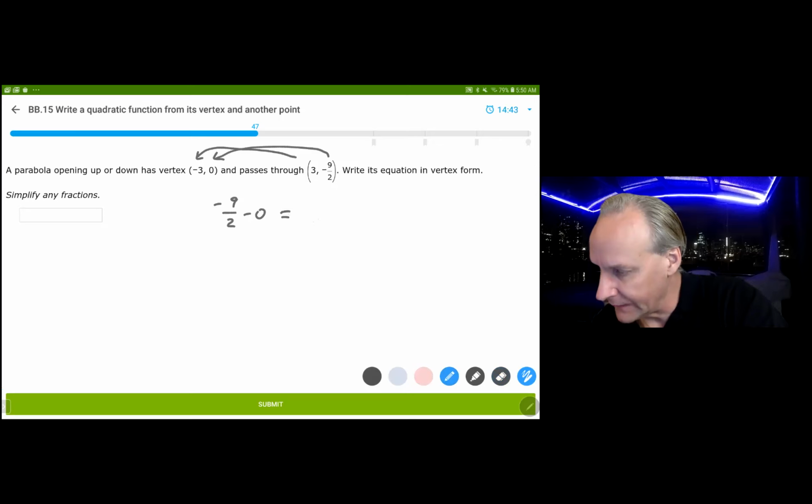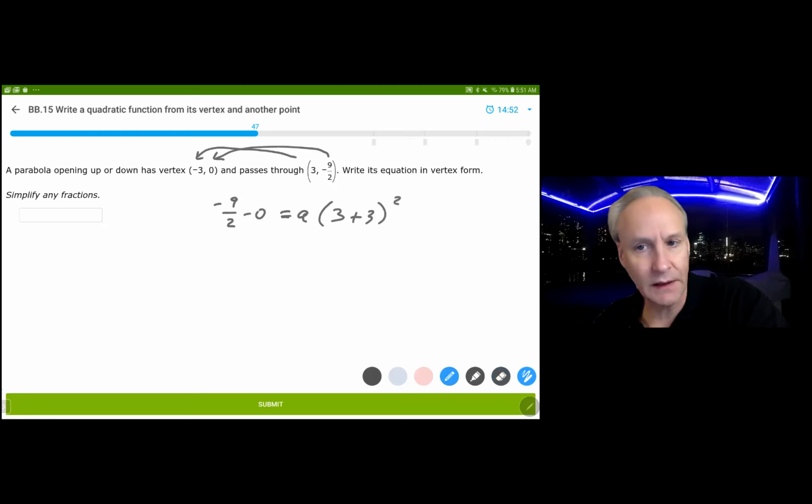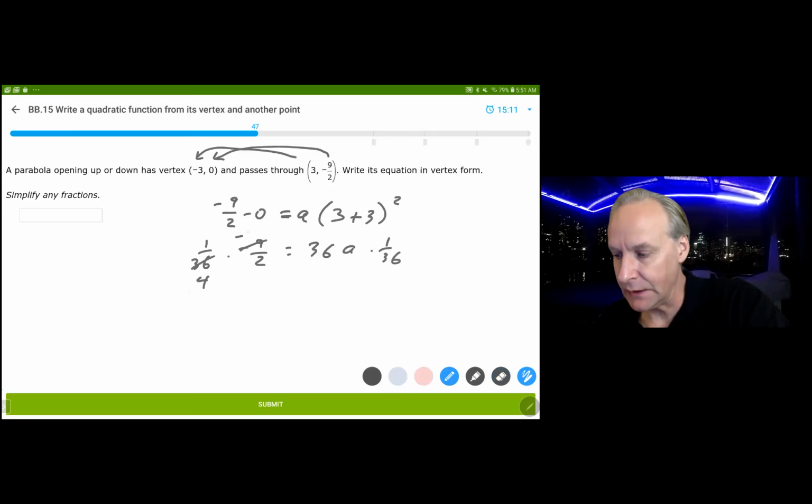Or the m, I like a better. Some people like m, some people like a. 3 plus 3 squared. I'm taking 3 minus negative 3. That gives me 6 squared is 36a is equal to negative 9 over 2. And we're going to multiply by 1 over 36. Instead of dividing by 36, I think of it as multiplying. And the 36 simplifies with the negative 9, and we get negative 1/8.